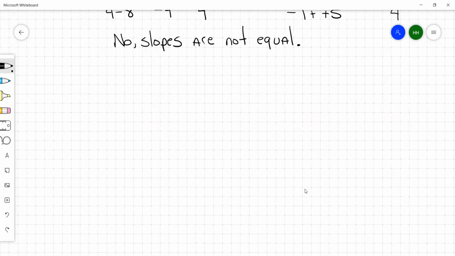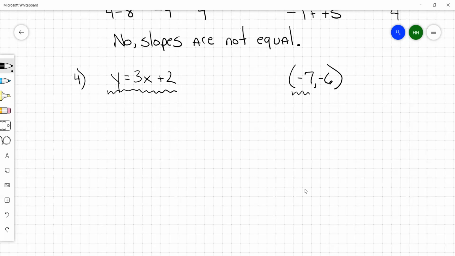What number are we on? 4? What is an equation in point slope form for a line parallel to the line y equals 3x plus 2 that contains the point (-7, -6)? They want an equation in point slope form that's parallel to the given line, but goes through this point. So if the lines are going to be parallel, what will the slope of the parallel line be equal to?